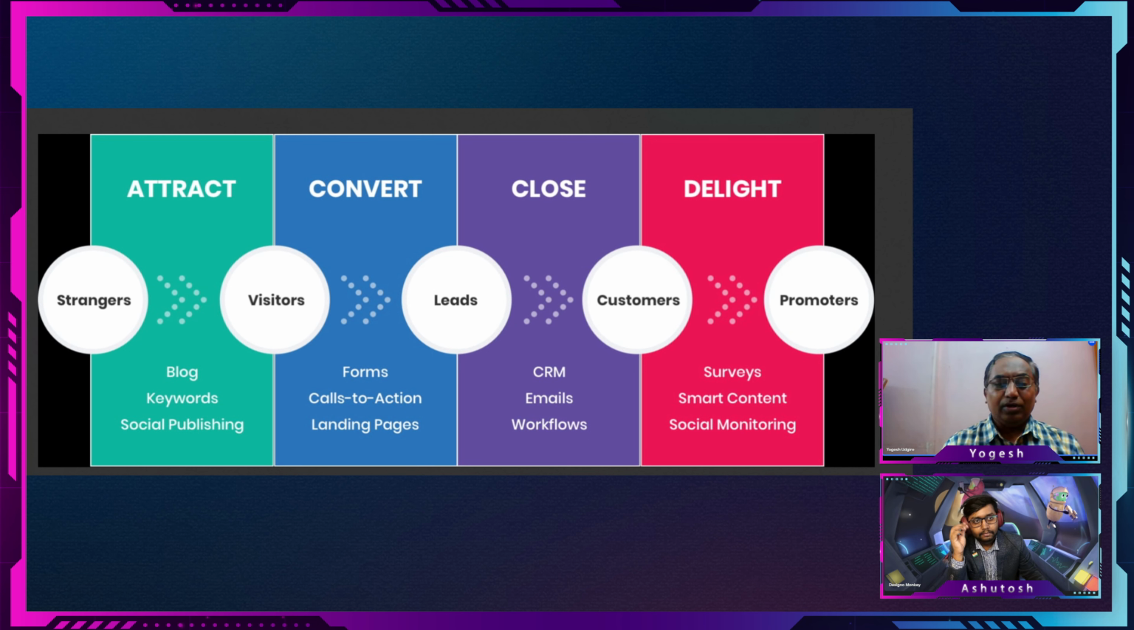Is it possible, Ashutosh, to show that slide? Yeah, it's on the screen actually. Okay, good, Ashutosh, fantastic. So the slide must be visible to you. Now, in the slide, the first part of the business is attracting those strangers, what we call potential customers. And it is the content that is going to attract.